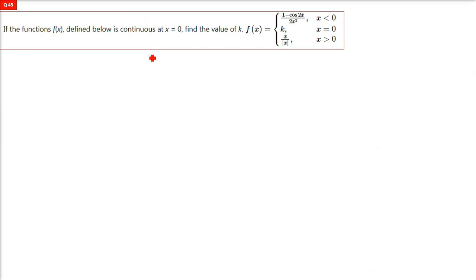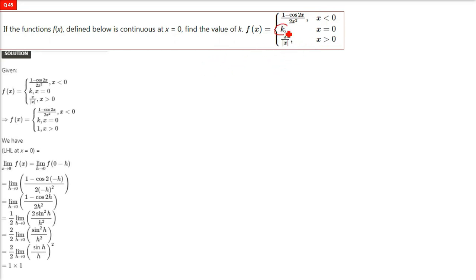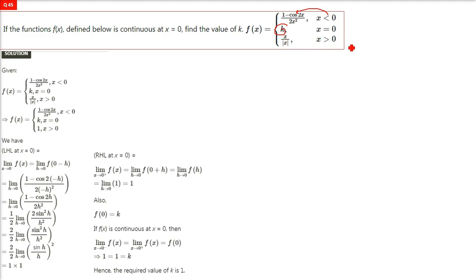If the function fx defined below is continuous at x equals 0, find the value of k. Fx is given like this: 1 minus cos 2x by 2x square, k, and x by modulus of x. So x is less than 0, if you go left, it will be 1 minus cos 2x by 2x square. If you go right, it is going to be x by absolute value of x. So we'll go left.